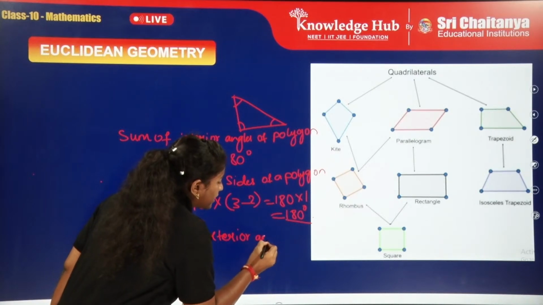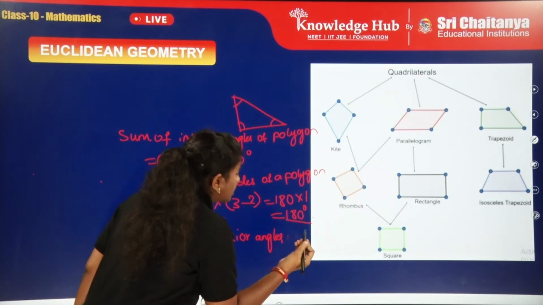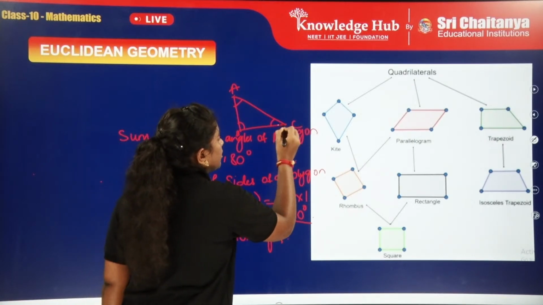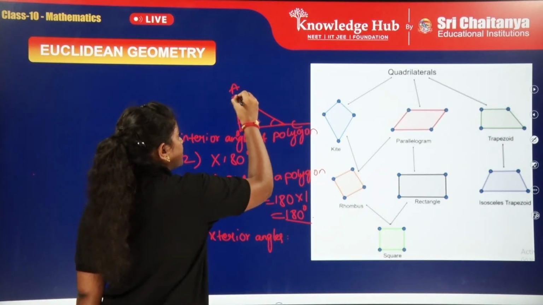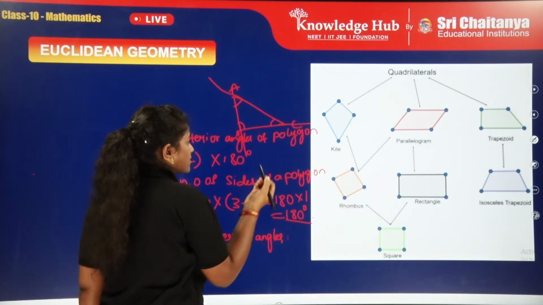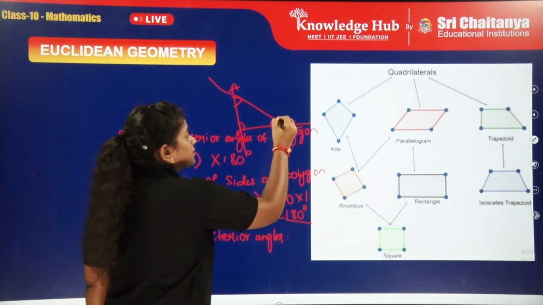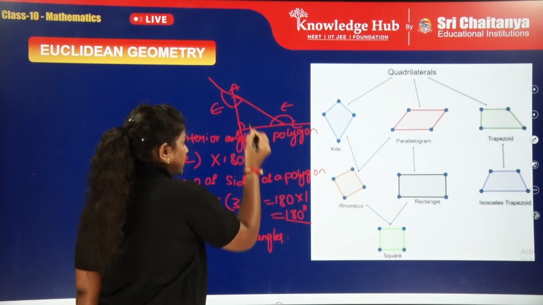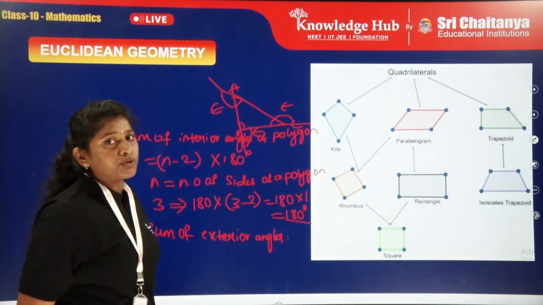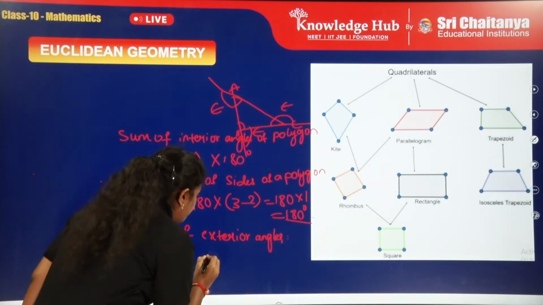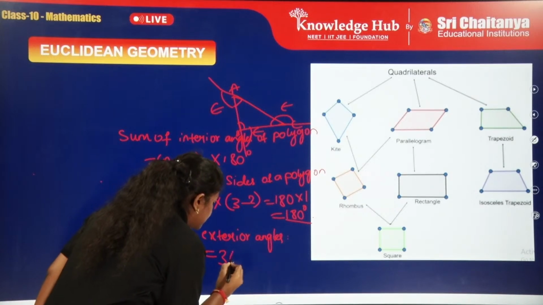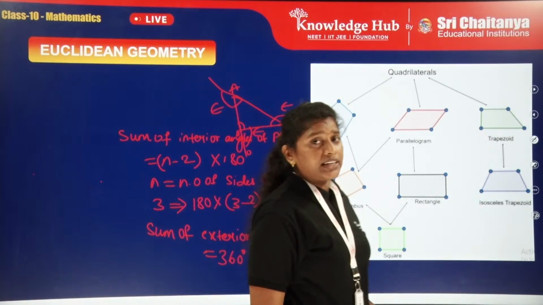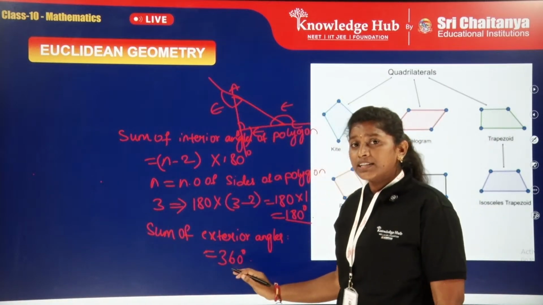How can the exterior angles be formed for a polygon? Just consider that this is my A, B and C. If I extend BC, extend AC and extend AB, I will get my 3 exterior angles. These 3 form the exterior angles, and if you take the sum of those three, the sum of exterior angles will be equal to 360 degrees.